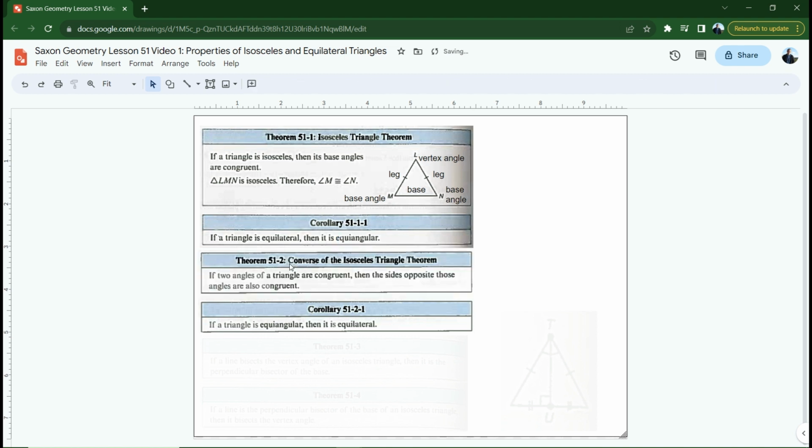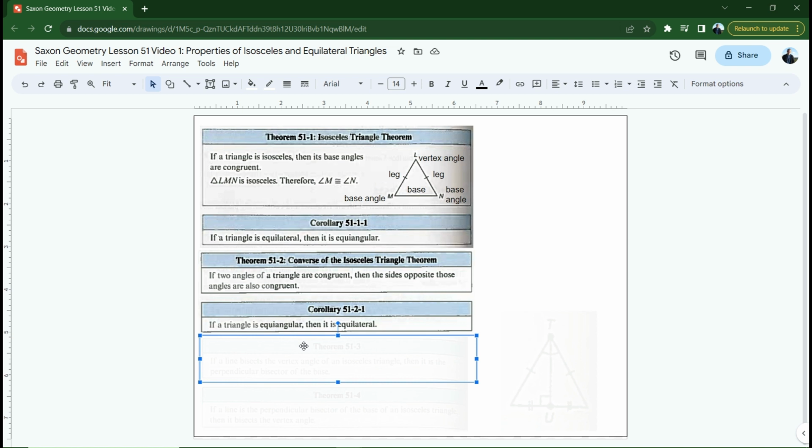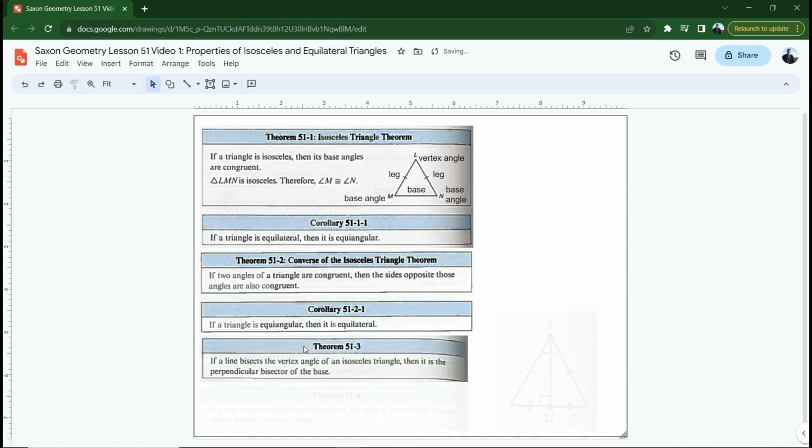And then another theorem, Theorem 51.2, the converse of the original isosceles triangle theorem. If two angles of a triangle are congruent, then the sides opposite those angles are also congruent. Or in other words, if we have two angles of a triangle that are congruent, the triangle is an isosceles triangle by definition. Okay, so we can figure out a triangle is isosceles either with two legs being congruent to each other or two base angles being congruent to each other.